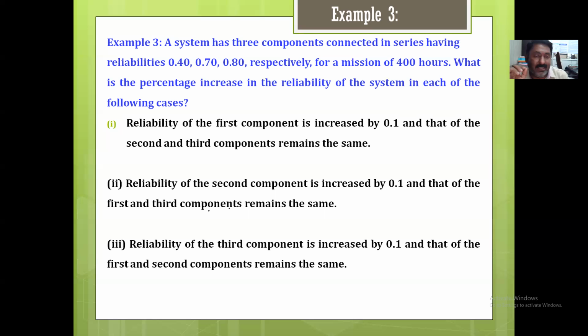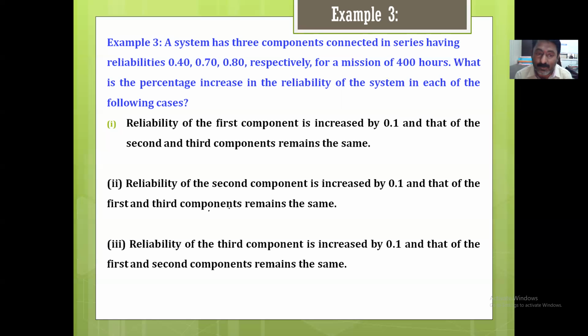A system has three components, with reliability of the first 0.4, second 0.7, third 0.8. There is a mission for 400 hours. What is the percentage increase in reliability for each case? Very first, you cannot go directly to increasing reliability of 0.4 by 0.1, then 0.7 by 0.1 and 0.8 by 0.1. This is the second part.